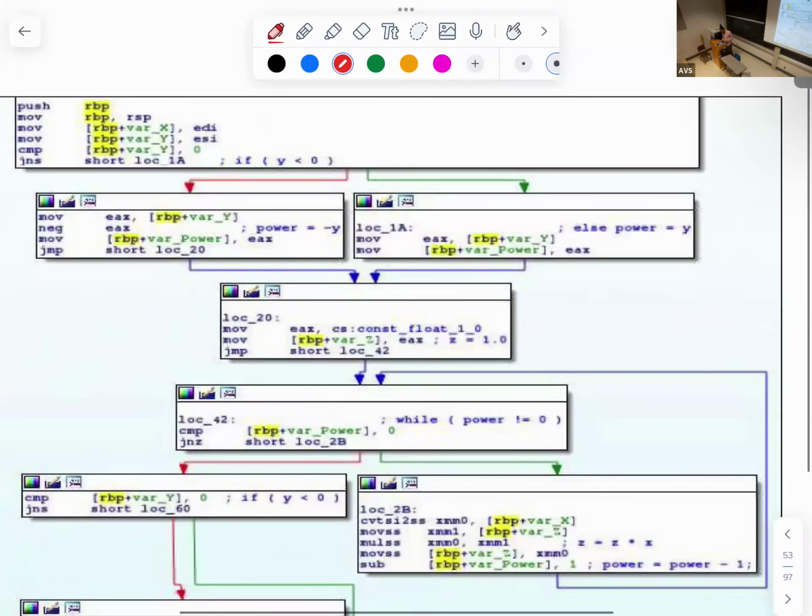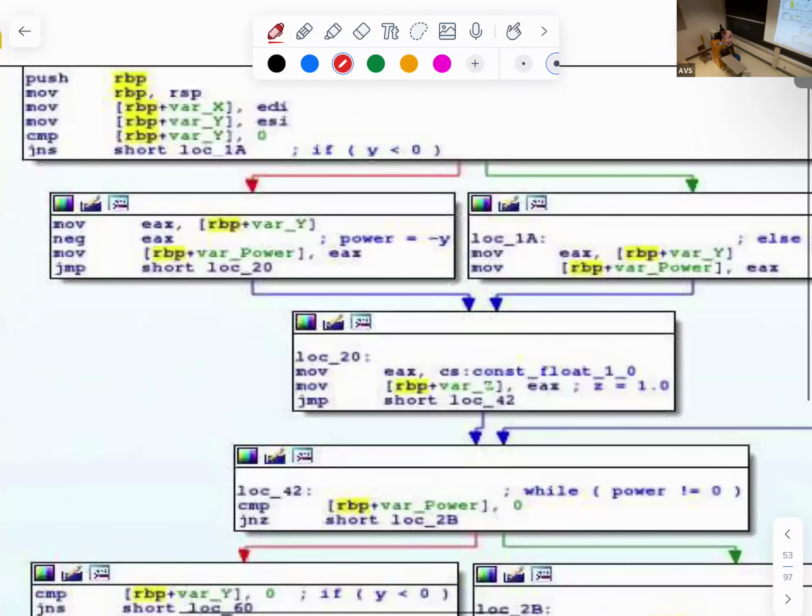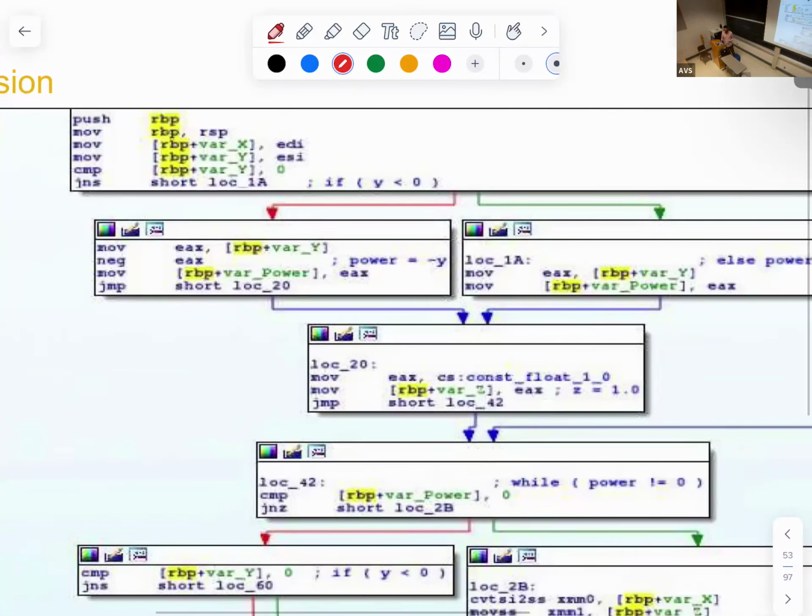If you're really interested in the assembly version, this is how it looks. How many of you have used IDA Pro, the tool? None of you, okay. If you're looking into binary analysis, this is one of the tools that we use. So this is actually extracted from IDA Pro.